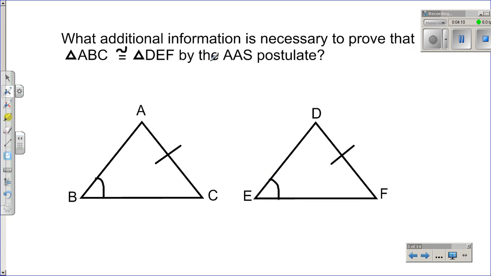Okay, it says what additional information is necessary to prove that triangle ABC is congruent to triangle DEF by AAS? Well, let's see, we've got angle A, or B and E, we could have C and F, so C and F are the same. Now it would be AAS, angle, angle, side, AAS.